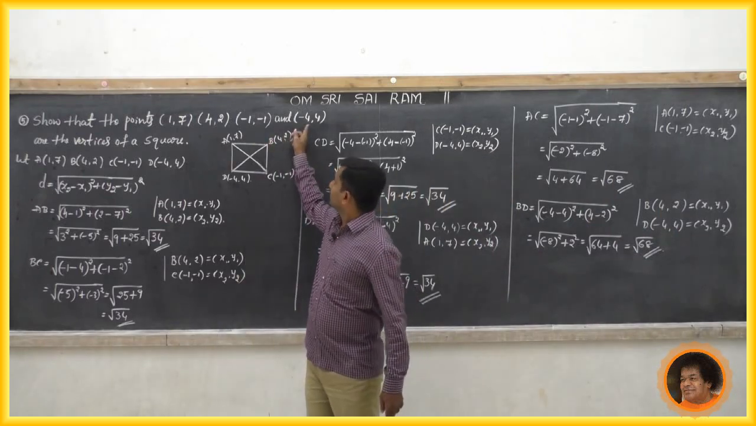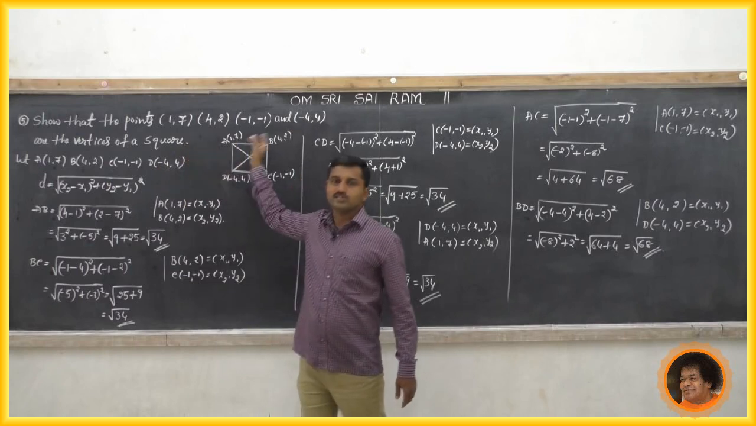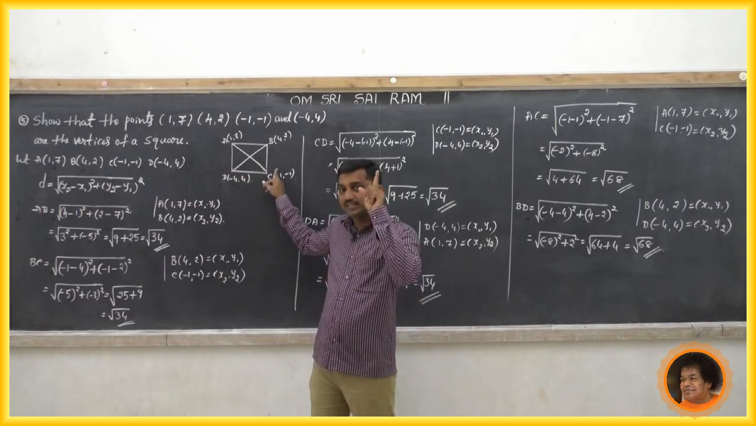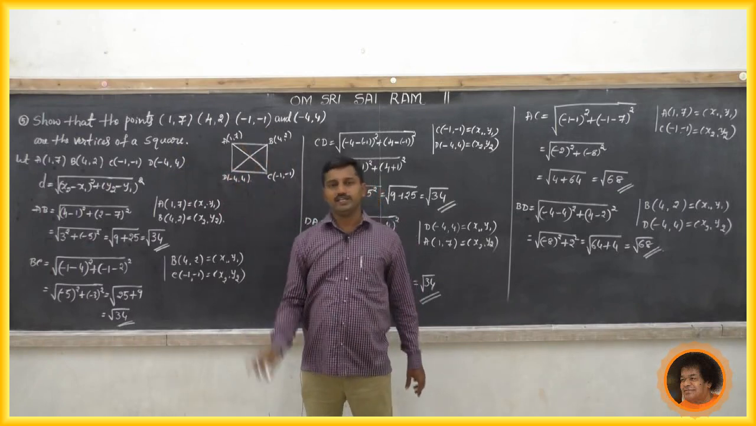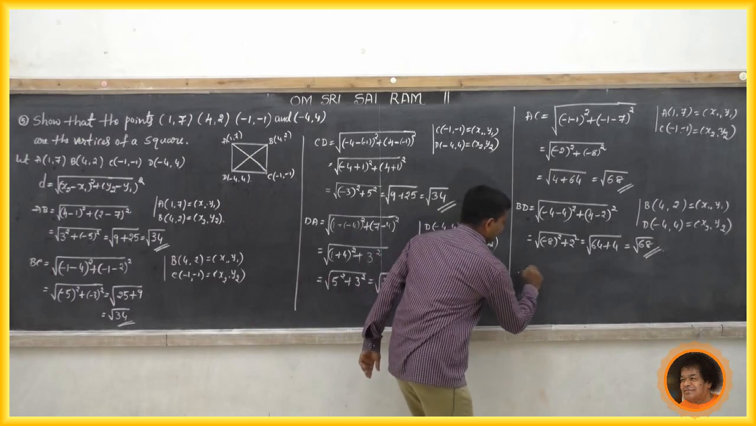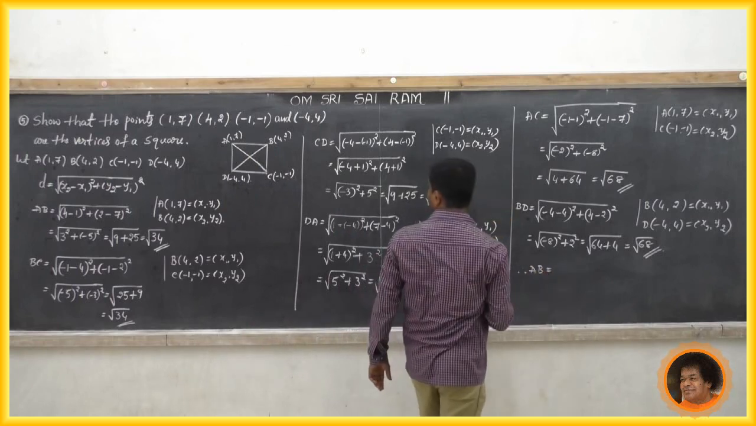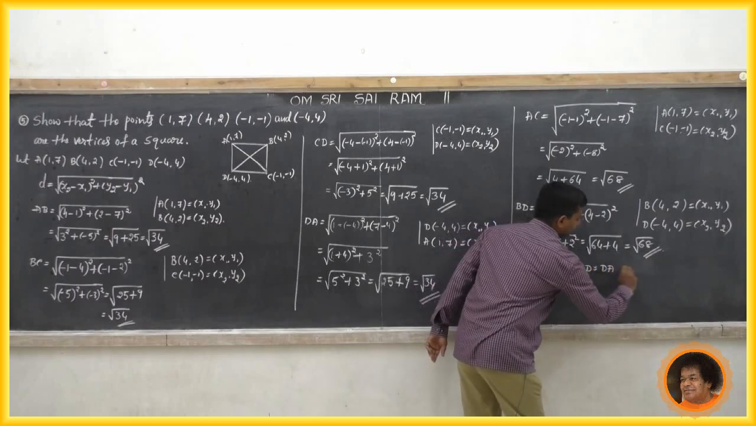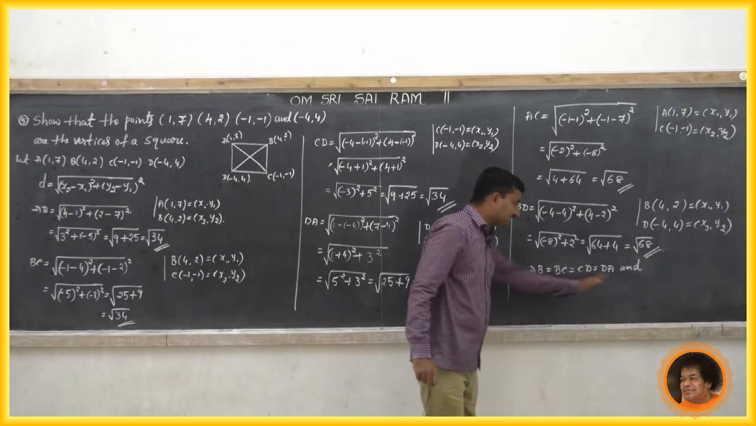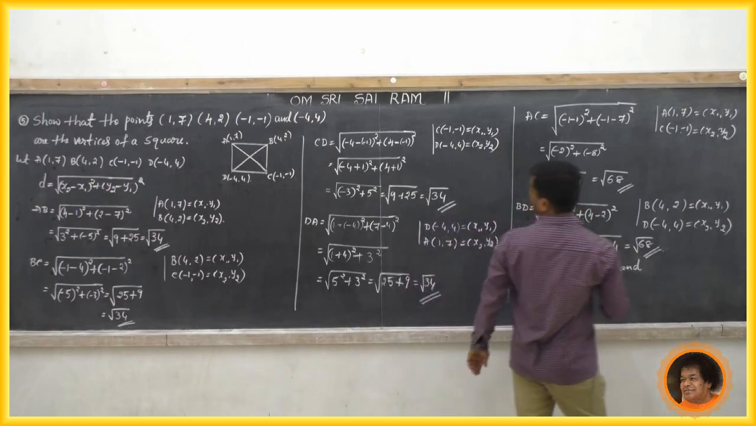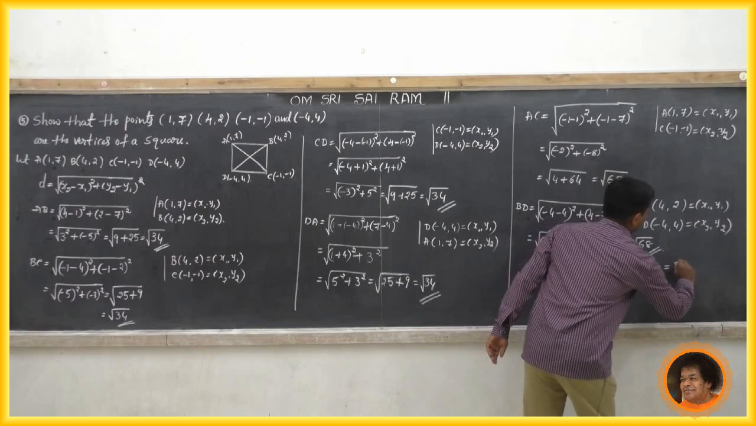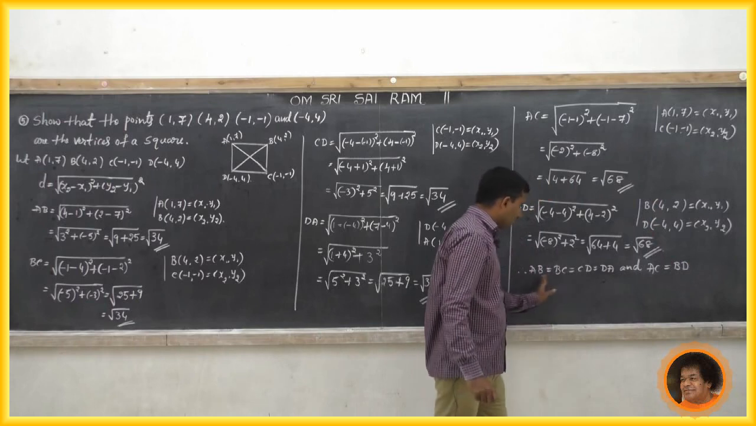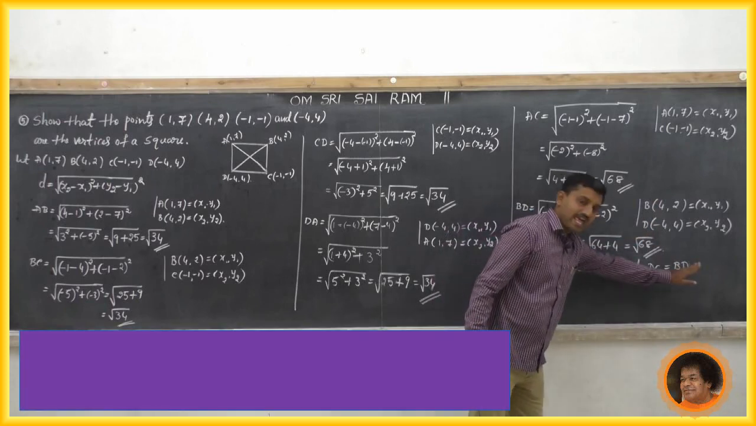We have to prove that these vertices are the vertices of a square. So what is the condition? All the sides should be equal and two diagonals should be equal. So for our conclusion, therefore AB equal to BC equal to CD equal to DA, all the sides are equal, and the diagonals AC equal to BD. All the sides are equal and two diagonals are equal.